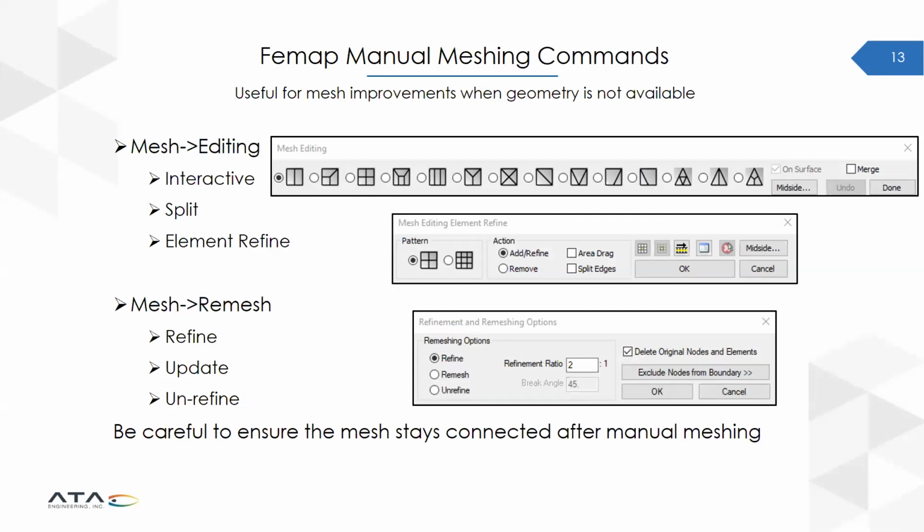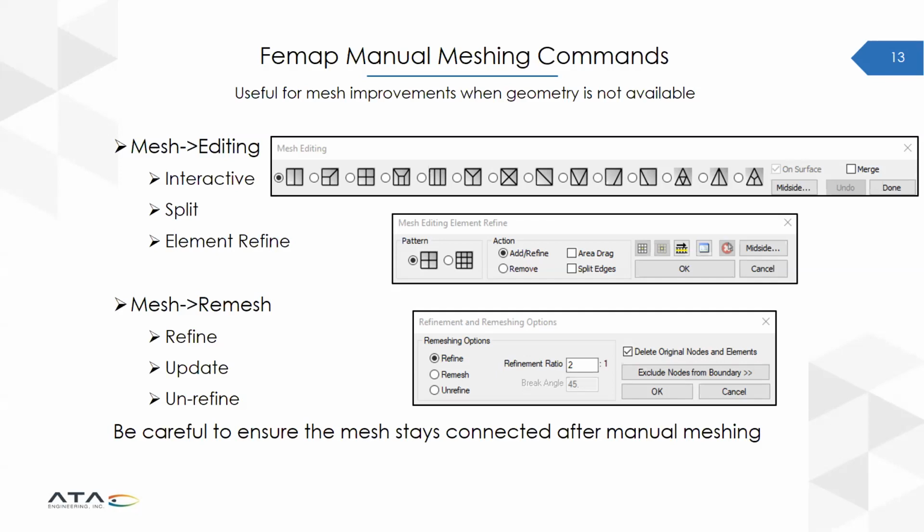So, more details about the manual meshing. Again, this is helpful if you have no geometry underneath your mesh. There are two categories here: mesh editing and mesh remesh. In mesh editing, you're looking at individual elements. Maybe you want to split them. For example, this top dialog box has a very high aspect ratio element.